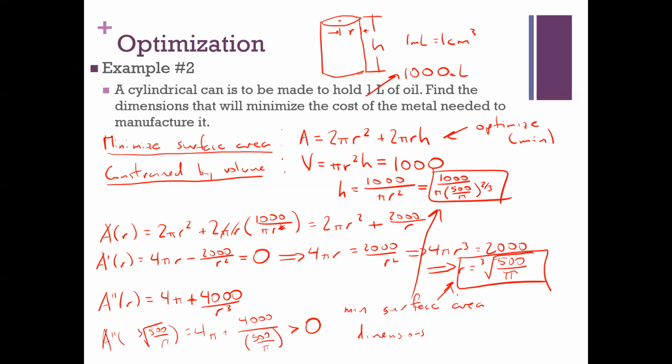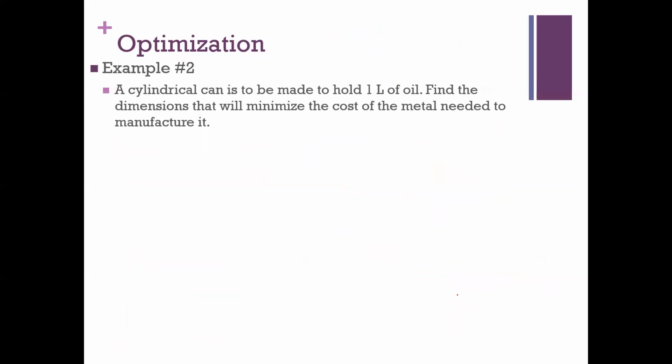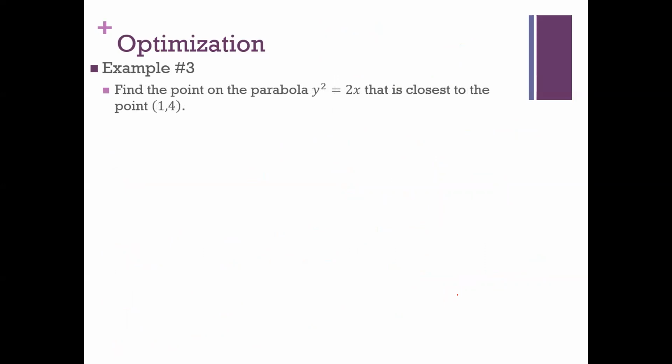Anything else before we move on to another one? All right. So I want to find the point on this parabola that is closest to 1, 4. How would you like to start? You could plug those in. That equation is not going to be true. So what we're doing here, we have a parabola, and we got to find the point on the parabola.